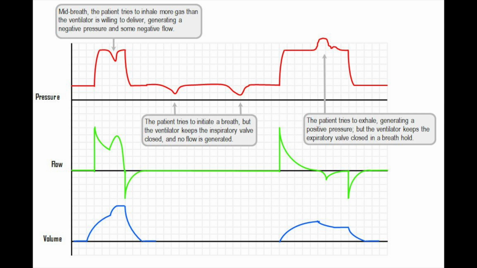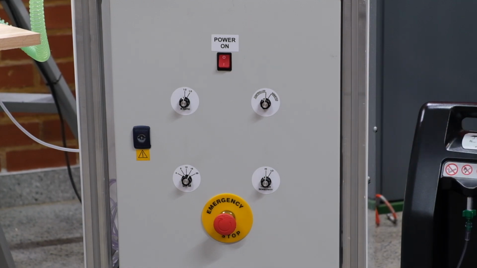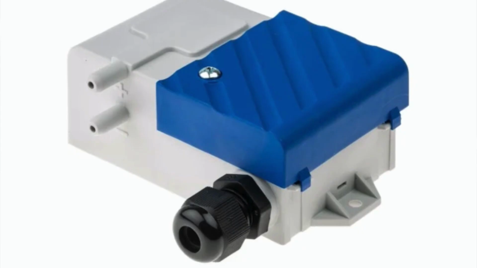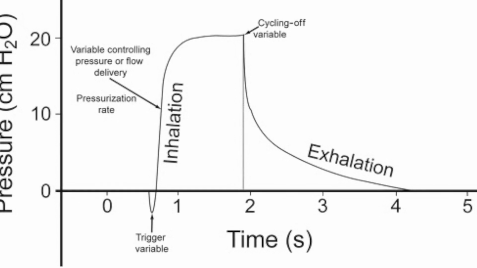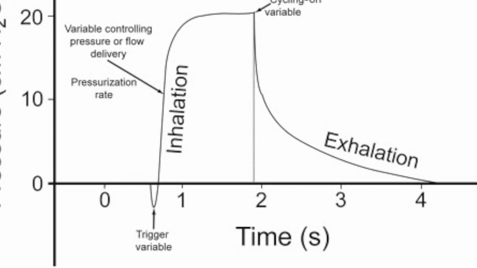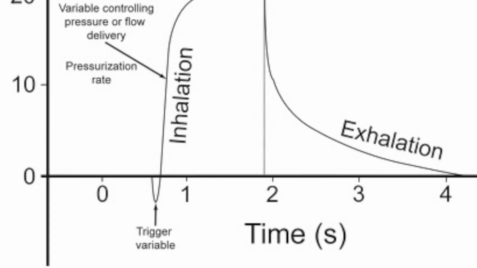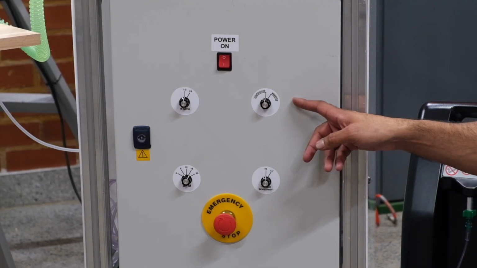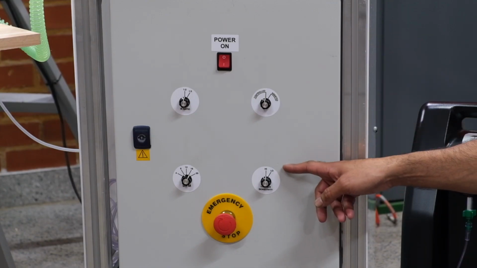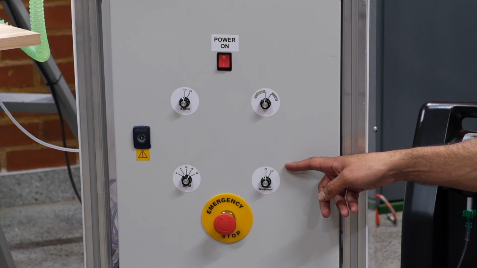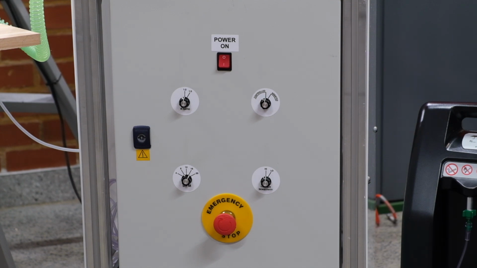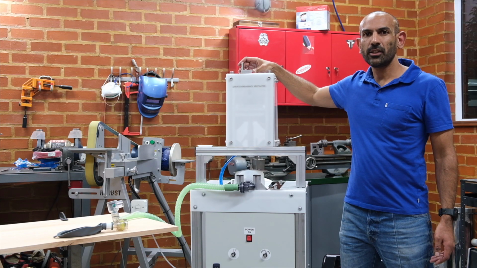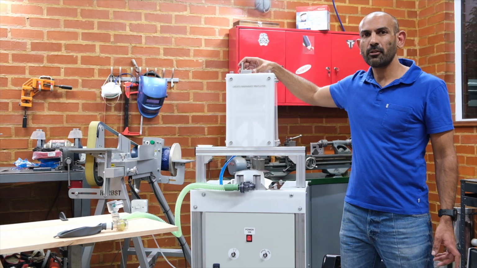With an assisted mode, you now have a pressure sensor, and as the patient takes that breath, it triggers the ventilator to complete the breath for the patient. You can set that trigger sensitivity to either high, which is -1 centimeter H2O, or low, which is -2 centimeters H2O.